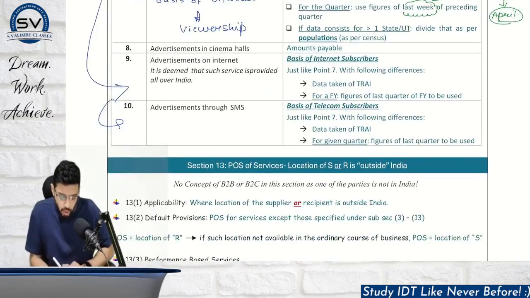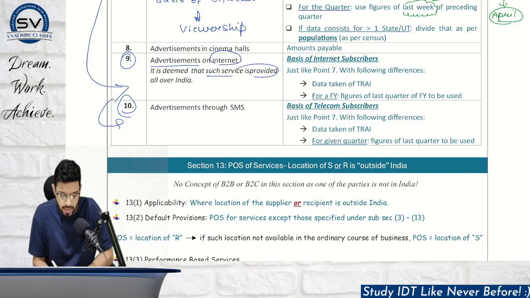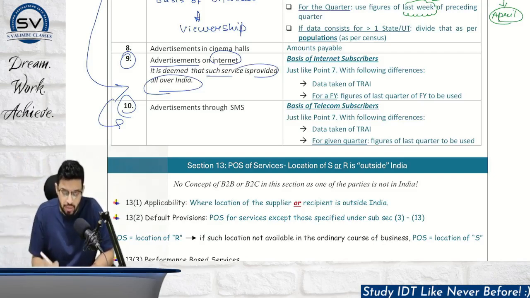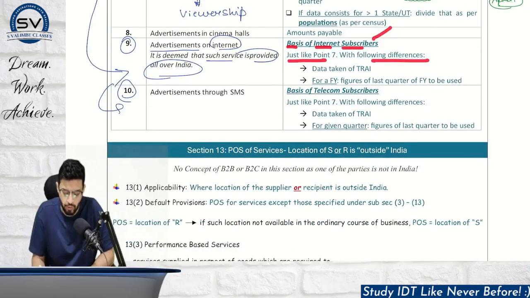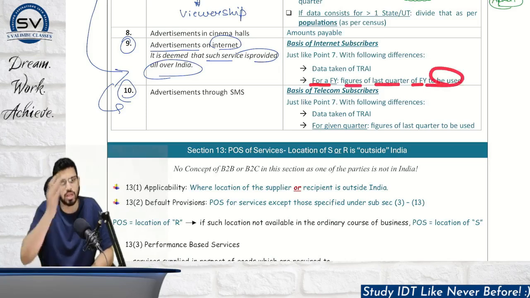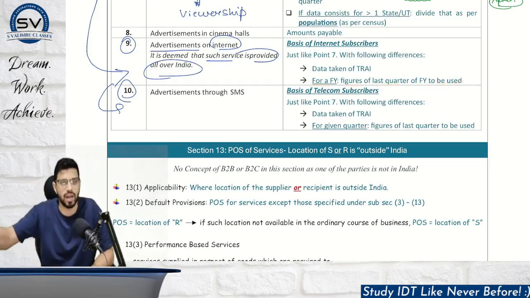Now coming to point number 9 and point number 10, these are similar to point number 7, with some minor differences. Let's see. Advertisement on the internet. Here the service is provided all over India, because we don't know who is going to use the internet where. Every person has internet access all over India. So here the bifurcation will be on the basis of internet subscribers. It is just like point 7 with the following differences. Instead of the council data, you have to take the data of TRAI, the Telecom Regulatory Authority of India, and for each financial year the figures of the last quarter of the financial year are to be used, because quarterly data is not available.